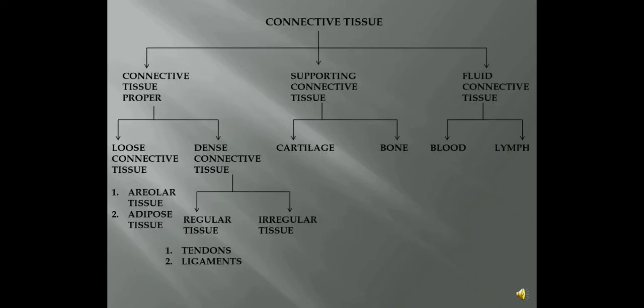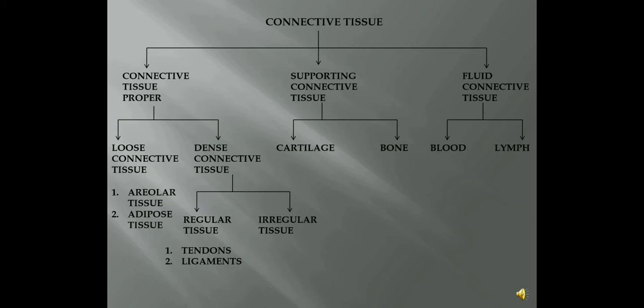On the basis of presence of matrix, they are classified as connective tissue proper, supporting connective tissue, which is also called skeletal connective tissue, and fluid connective tissue. Now talking about the details, connective tissue proper is divided into two parts, that is loose connective tissue and dense connective tissue. Loose connective tissue is again divided into two parts, that is areolar connective tissue and adipose connective tissue.